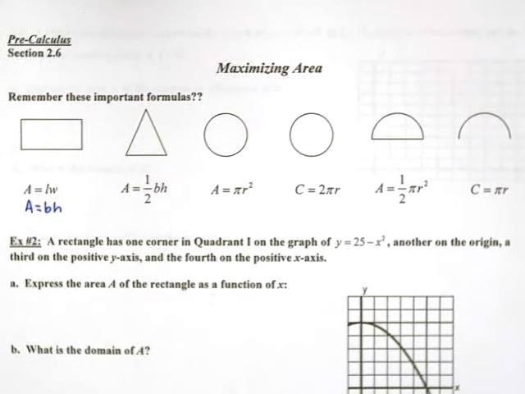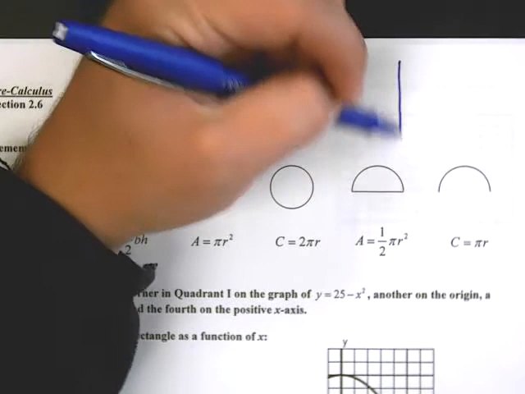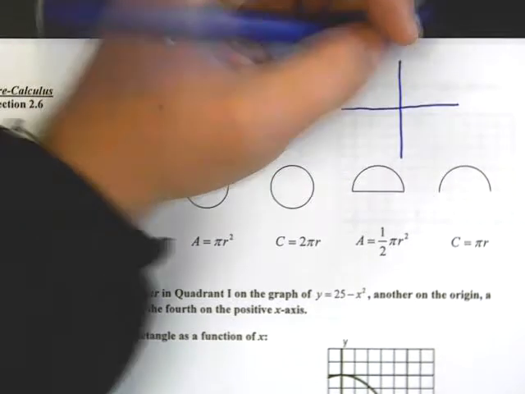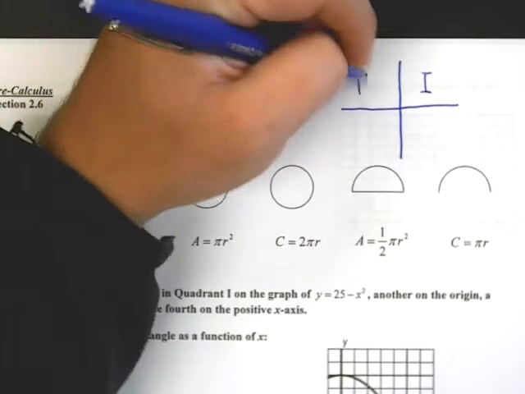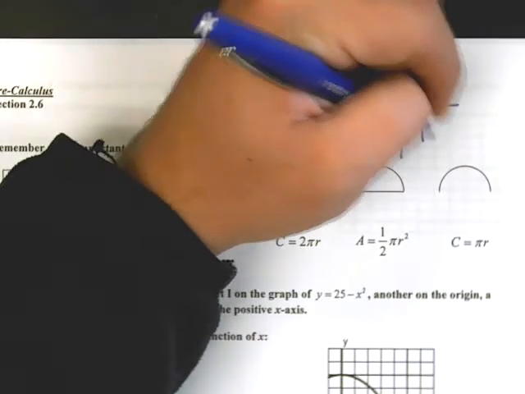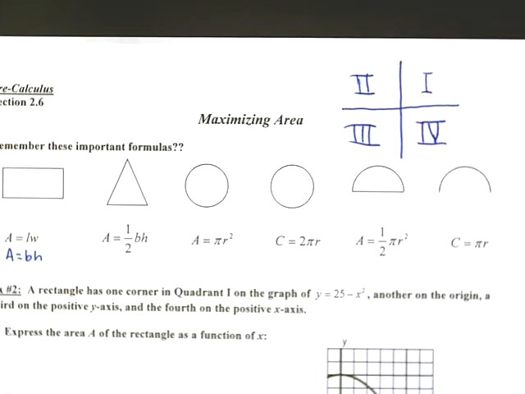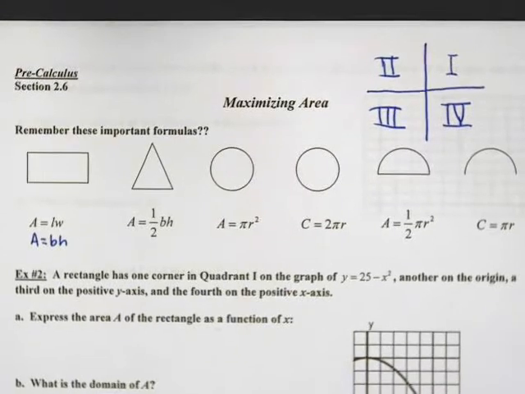One other thing, just for some vocabulary and remembering where some things are located, let's make sure we remember this is quadrant 1, 2, and 3, and lastly quadrant 4. That will be important for figuring out what our pictures are going to look like.